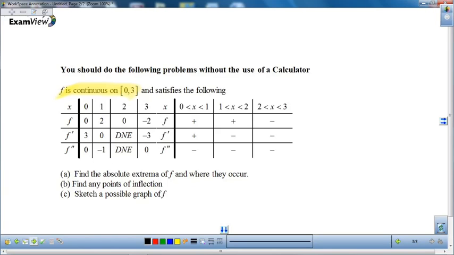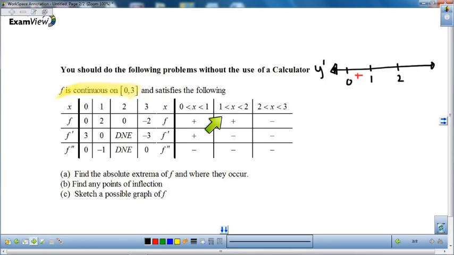So what I'm going to do is sketch a number line, just like I would with any data. I'm going to look at the first derivative, and we're given three intervals. We're given from 0 to 1. So that's what I'm going to write. And I notice that from 0 to 1, my derivative is positive. So I'm going to put a positive.